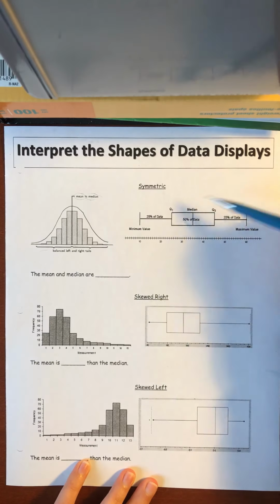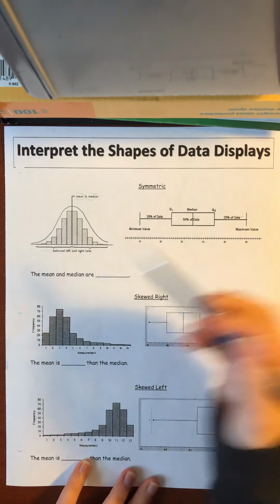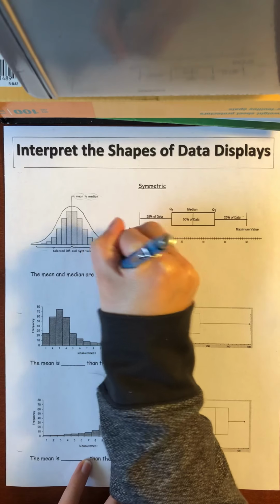This is what it would look like in a box plot. You have your box right in the center of the whiskers, okay? That's what it would look like on a box plot. So the mean and the median are about the same.